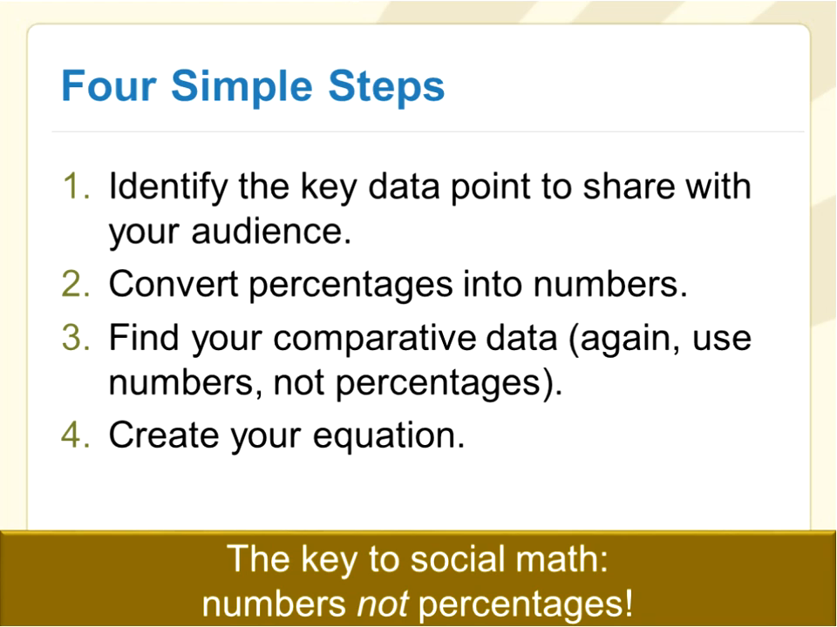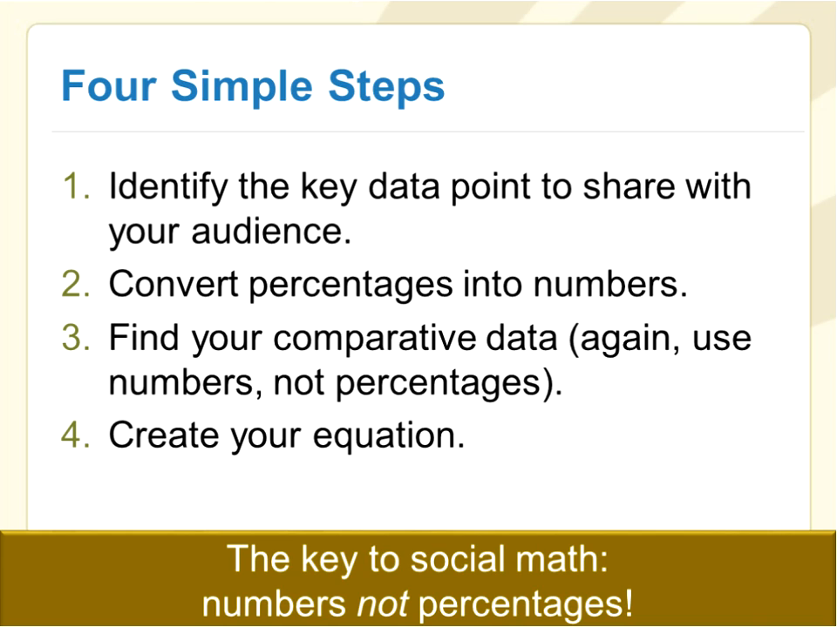What are the steps, then, to creating a social math equation? Well, first, we want to identify a key data point that you want to share with your audience. Now, if that data point exists as a percentage of something, it needs to be converted to a hard number. And that's the key to social math. We work in numbers, not percentages. Next, we need to find comparative data that's going to make sense and provide that meaningful context to your audience.